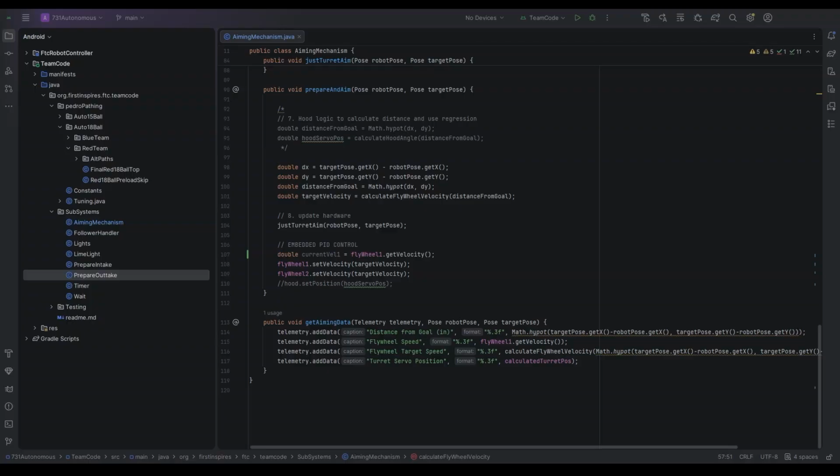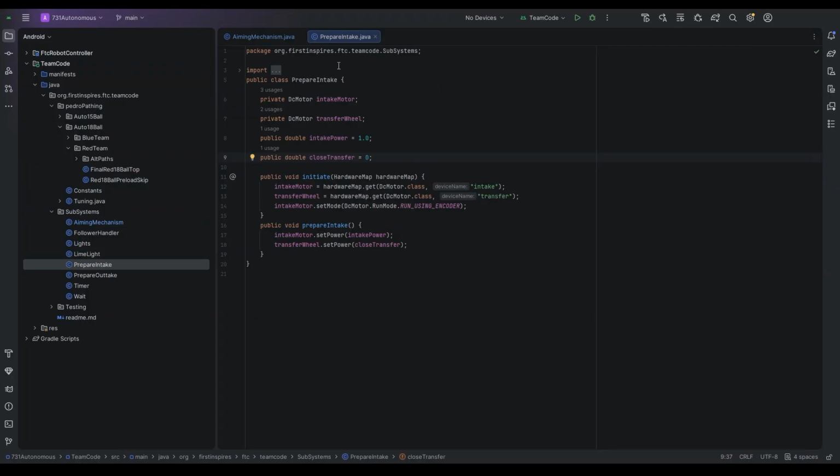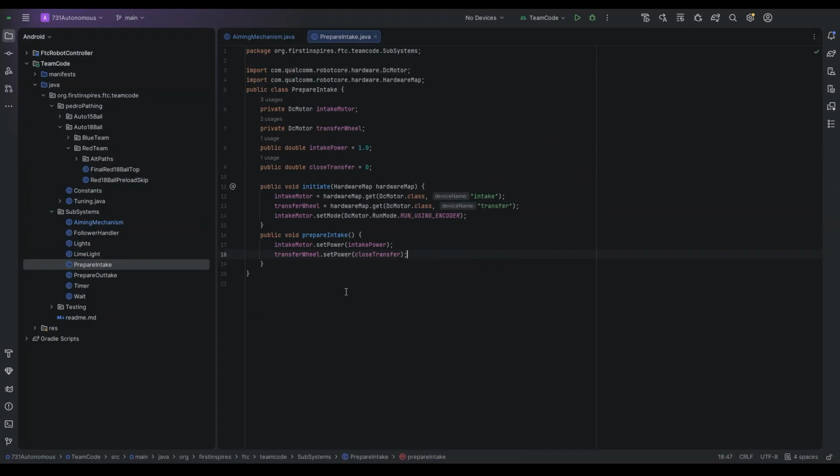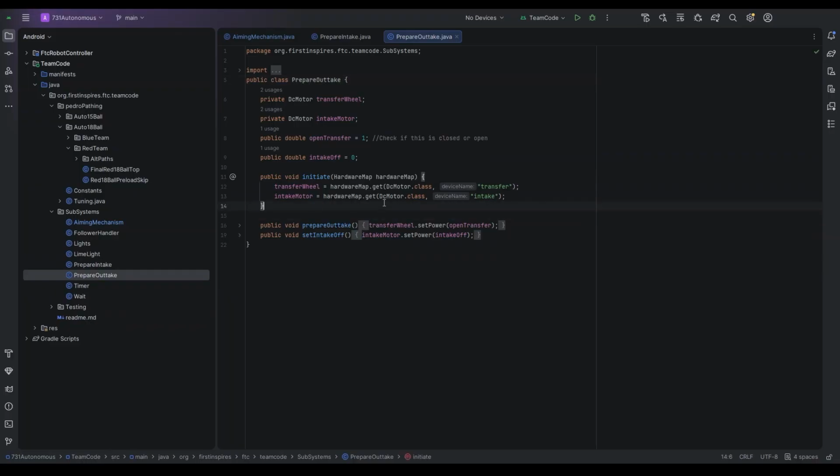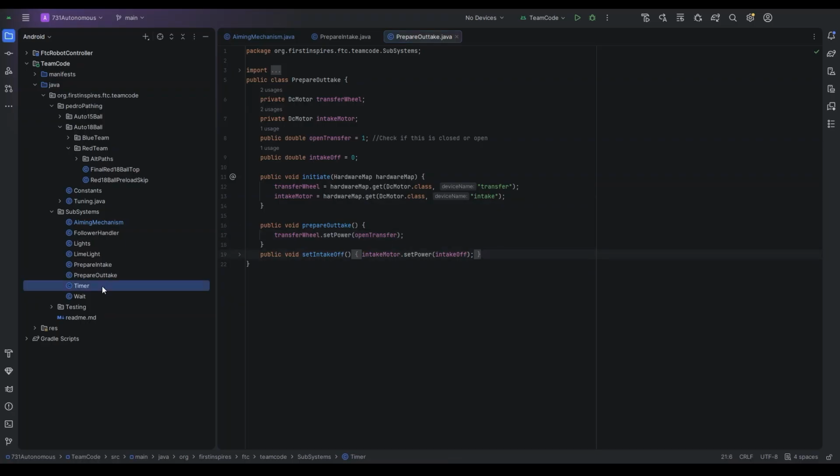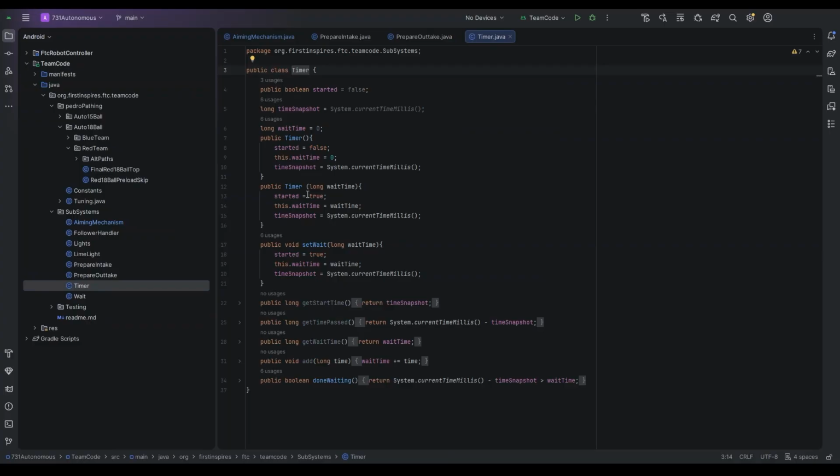So I'm going to showcase some Android Studio stuff. In this case, from our Pedro pathing op modes, we have a subsystem package, and we have a whole bunch of subsystems here. This subsystem is pretty short. It is a mechanism subsystem. In this case, it just allows us to set the intake motor on, or just to close the transfer wheel or whatnot. This one's also short. This is for the outtake. We open the transfer and then we turn the intake off, of course. We also have a timer here just to establish how to make that wait function, to make it wait a certain amount of time.